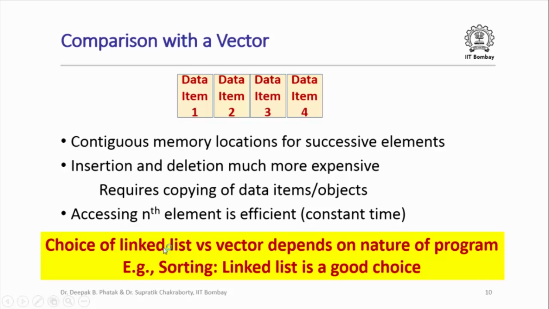If you're going to do lots of insertions and deletions, perhaps a linked list is a good choice. If you need to access specific elements by their indices a lot of times, perhaps a vector is the best choice. For example, for purposes of sorting, where we actually need to swap elements, insert elements in between two other elements, and so on, a linked list would certainly be a good choice.